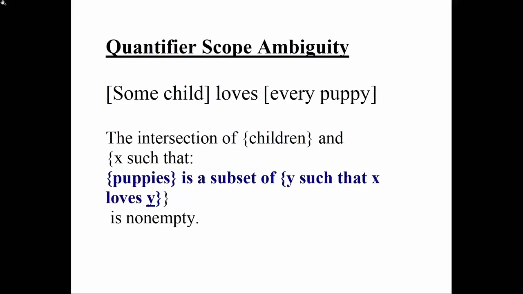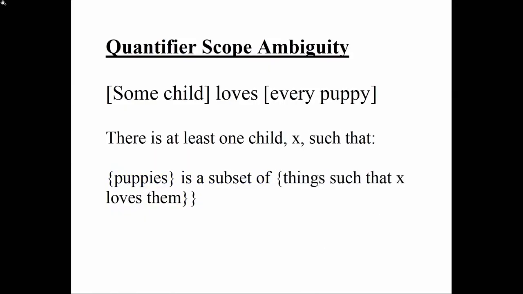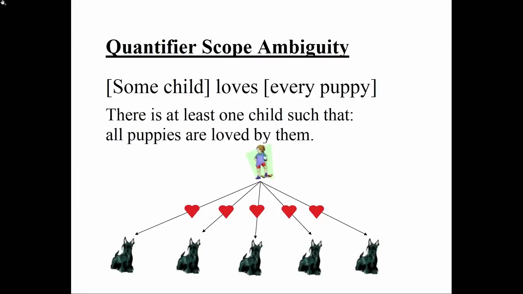So we next interpret that. The intersection of the set of children and the set of things, such that the set of puppies is a subset of the things that that thing loves, is non-empty. And to put that back into English, it means there is at least one child, such that puppies is a subset of the things that X loves. Or to put it another way, there is at least one child, such that all puppies are loved by them.